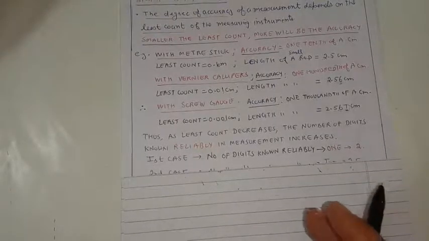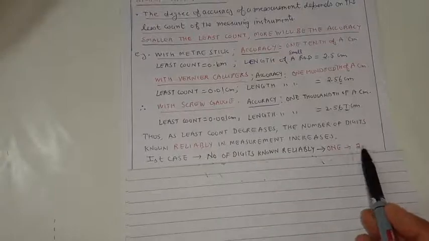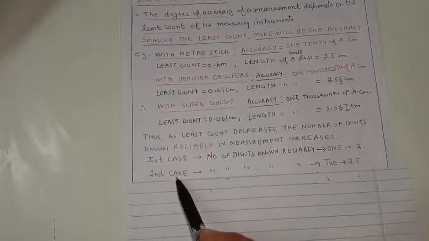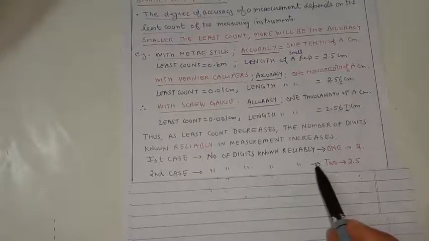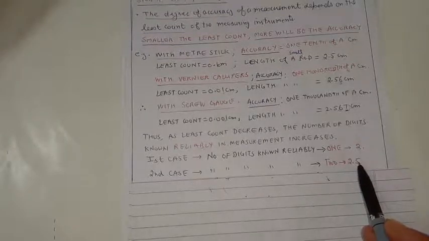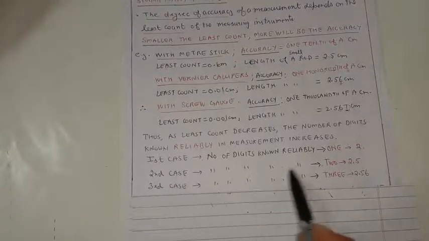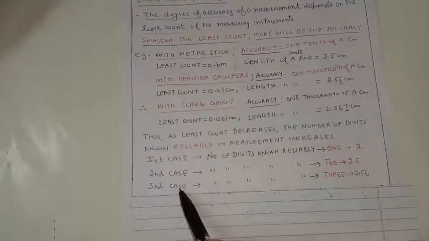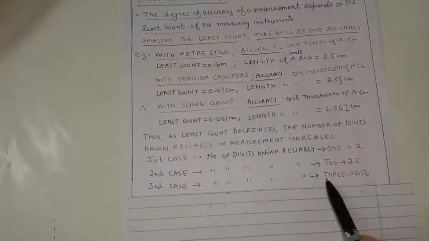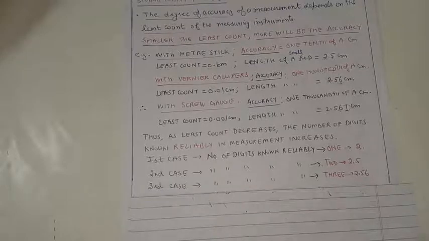So in the first case, the number of digits which are known reliably is only one, that is 2. In the second case, with the Vernier caliper, the number of digits known reliably were 2 and 5 at the first decimal place. With the Vernier caliper it was 2, but in the third case with the screw gauge, the number of digits that were reliably known increased to 3: 2, 5 and 6.